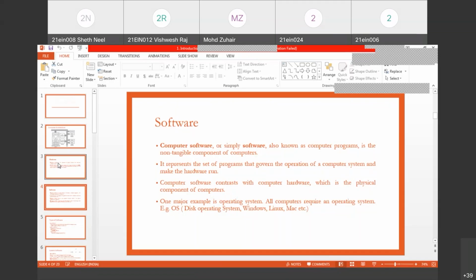Okay, so computer software contrasts with computer hardware, which is the physical component of the system. Computer software is not a physical component of the system. One major example is the operating system. All computers require an operating system. Whatever the operating system, Windows, Linux, Mac, or any other new operating system available in the market, all of those are required for the system to operate efficiently.